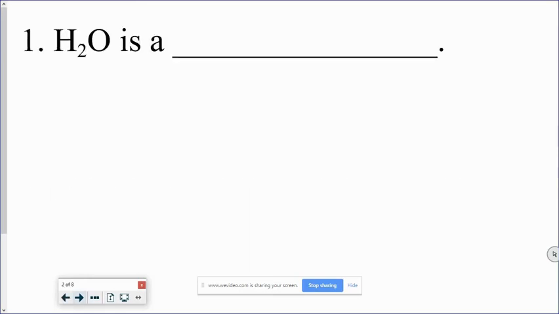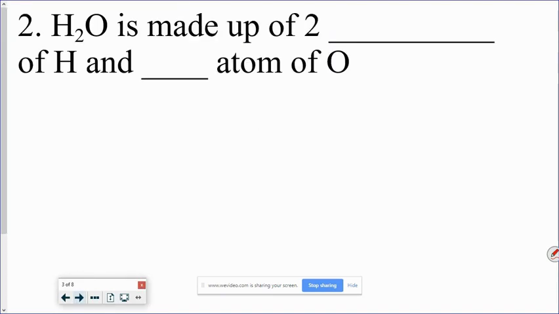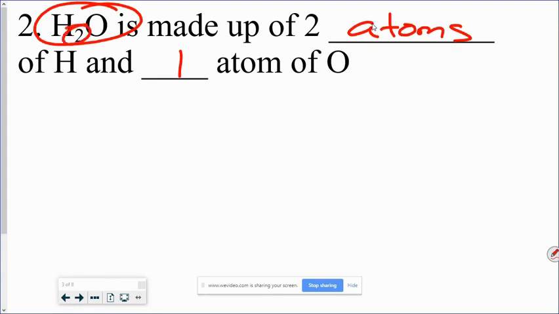All right, so water is a molecule. H2O is made up of two atoms of hydrogen and one atom of oxygen. So if we have one molecule of this, we have two H's and one O. That's what we're saying.